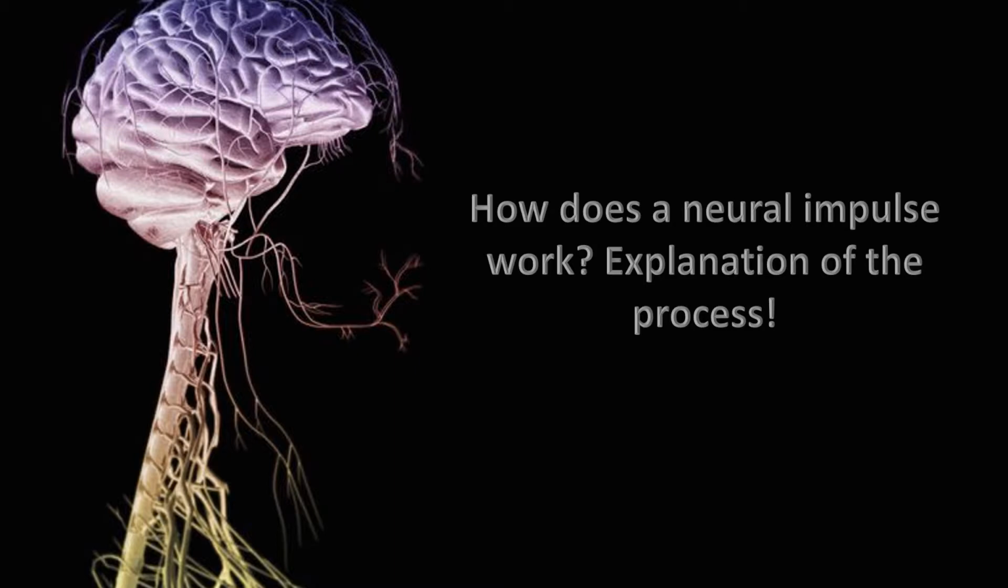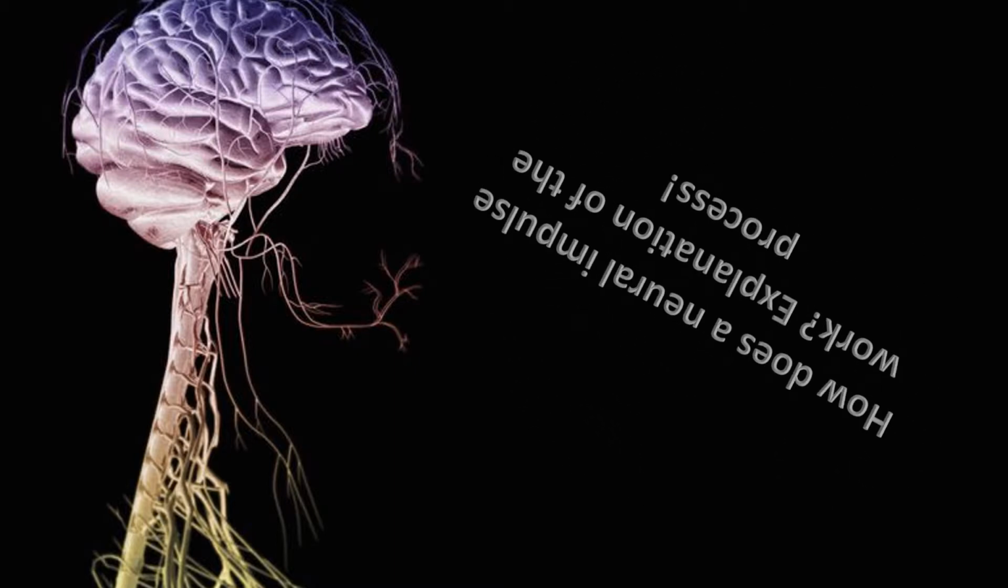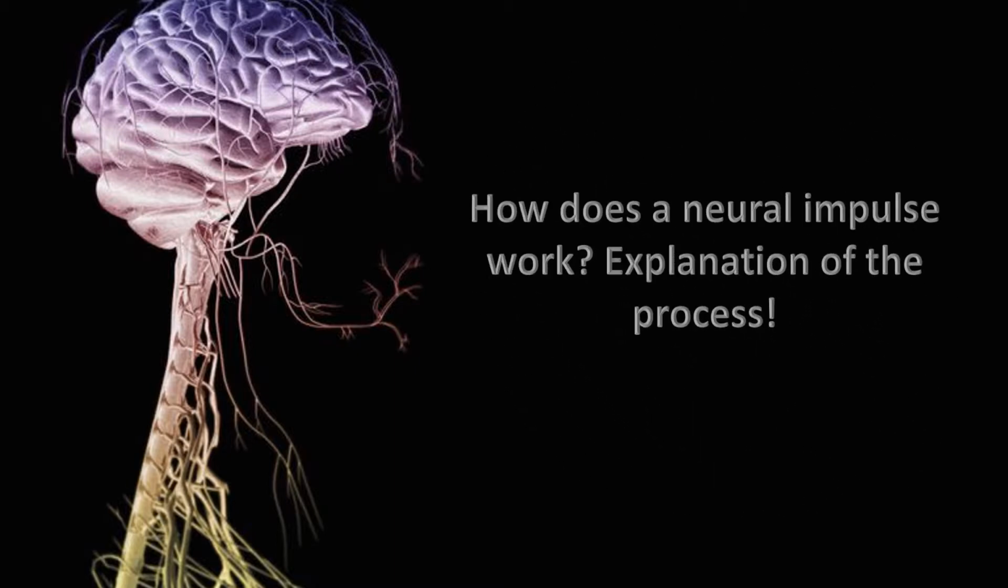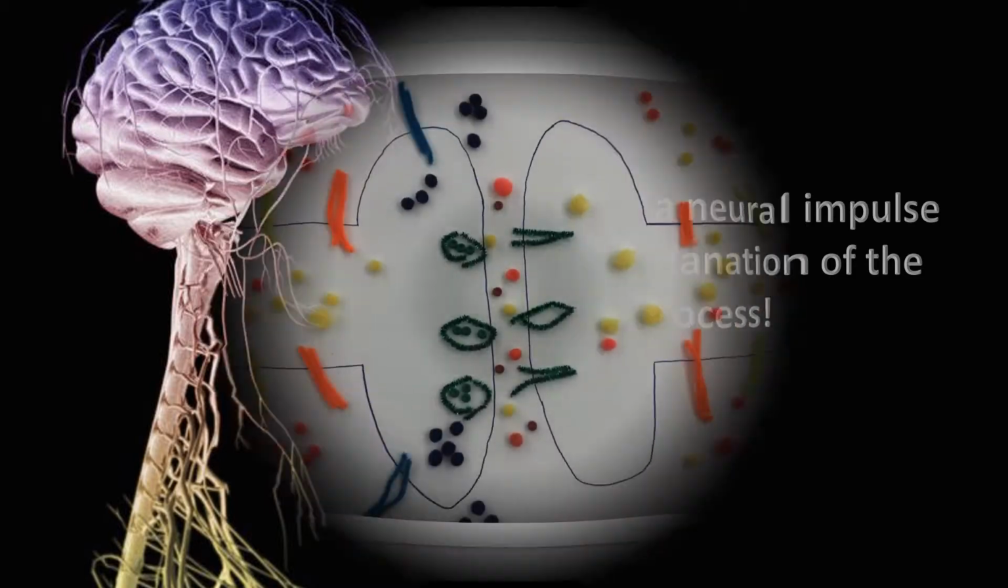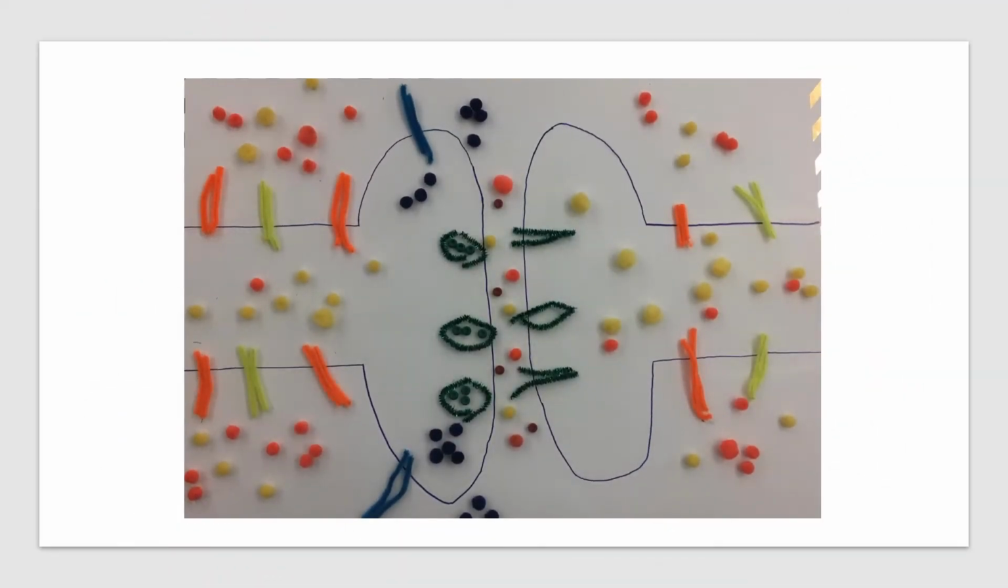How does a neural impulse work? Explanation of the process. A large number of voltage-gated ion channels are found in the cell membrane of neurons, which allow for the movement of potassium ions, sodium ions, and calcium ions into and out from the cell during an action potential.